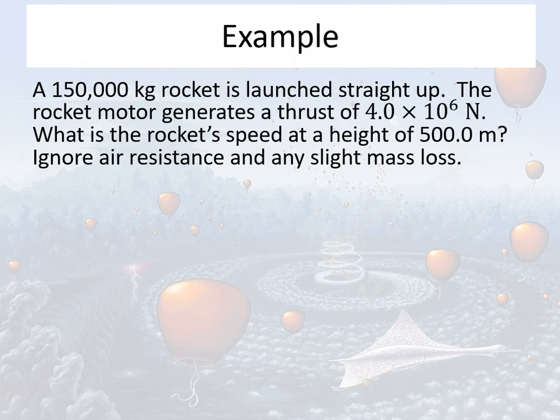A 150,000 kilogram rocket is launched straight up, where the motor generates a thrust of 4 million newtons. The question is, what is the rocket's speed at a height of 500 meters? And ignoring air resistance and slight mass loss. Now, we could solve this problem using kinematics and Newton's laws. It would not take incredibly long, but it would take longer than solving it this way. So we're just going to solve this using energy conservation.